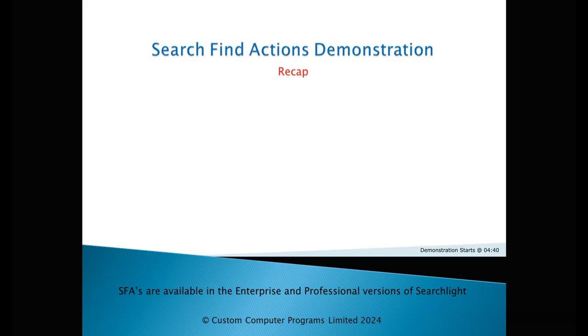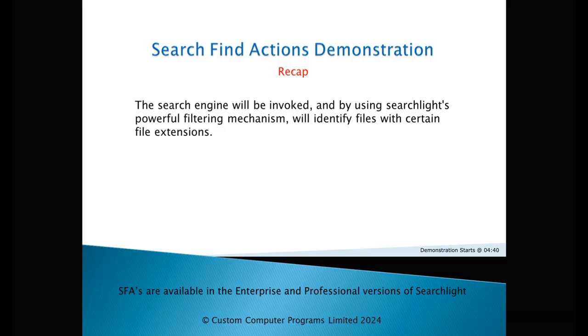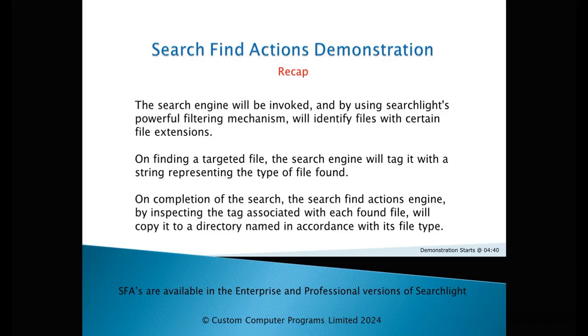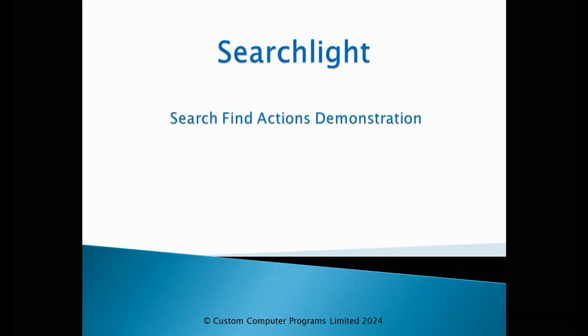So, before we begin the demonstration, let's recap the three main tasks that this demonstration will do. Step 1. The search engine will be invoked, and by using Searchlight's powerful filtering mechanism, will identify files with certain file extensions. Step 2. On finding a targeted file, the search engine will tag it with a string representing the type of file found. Step 3. On completion of the search, the Search Find Actions engine, by inspecting the tag associated with each found file, will copy it to a directory named in accordance with its file type.